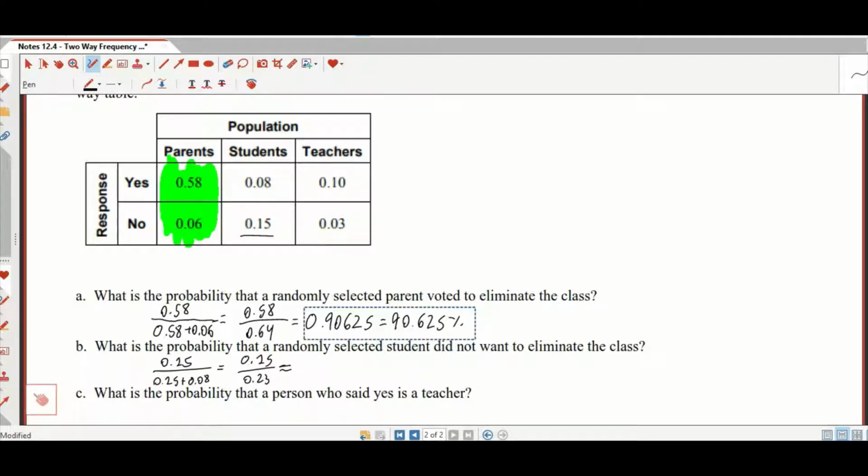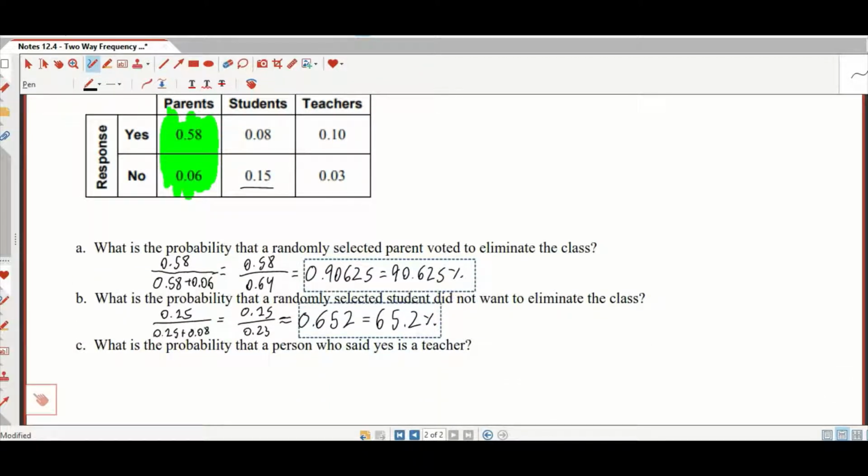About 0.652, or about 65.2% of students said Mr. P's class is awesome. His voice is really annoying, but once you get used to it, it's not that big of a deal, and so on.